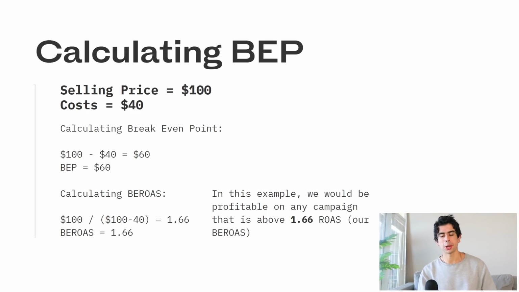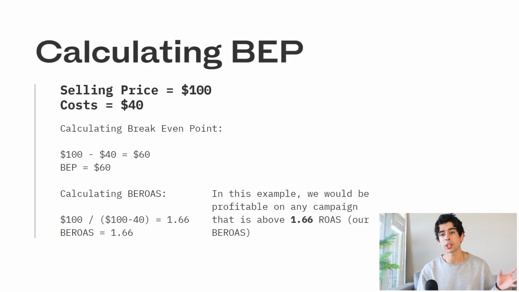So how you calculate your break-even point is pretty simple. The two numbers that you need to know are your selling price, which you determined, so you should know that, and your cost of goods. So in this example, let's say our selling price is $100 and it costs us $40 to get our product. Our break-even point in this case would be 60, just 100 minus 40.